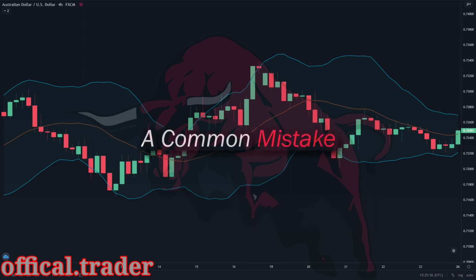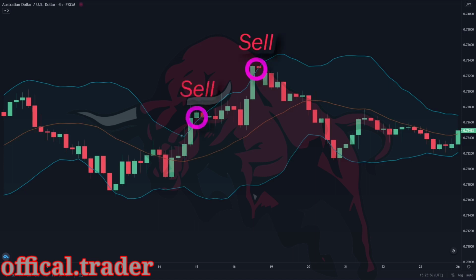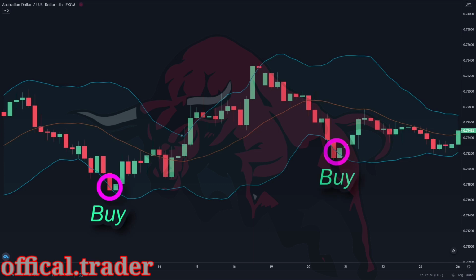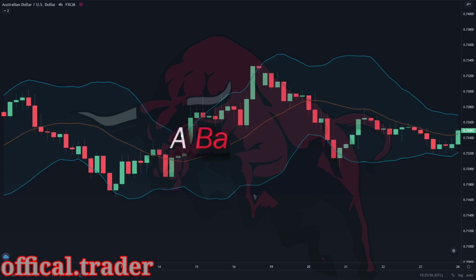So a common mistake that I see traders make is that they use the Bollinger Bands as an overbought and oversold indicator. So they sell when the price hits the upper band and buy when the price hits the lower band. Now, let me explain why it's a bad idea to use this strategy.